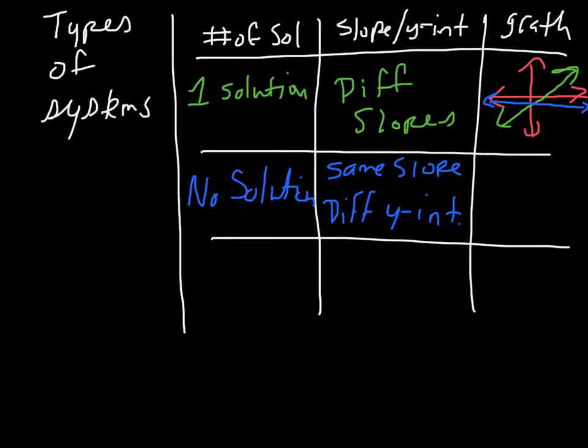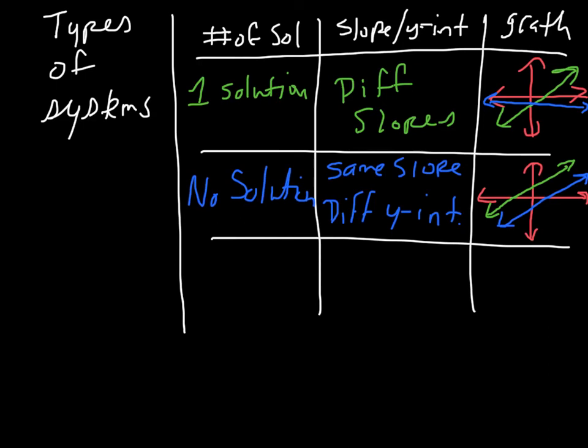So what that graph would look like would be like this. Here's my graph. One of my lines goes like this, and the other line goes like this. So these two lines are parallel. They have the same slope, but different y-intercepts. So they're never going to intersect.